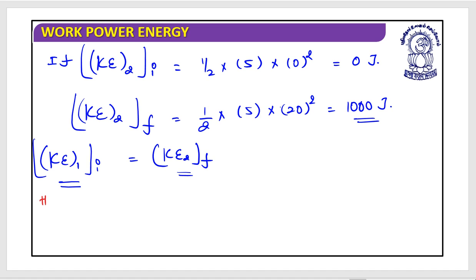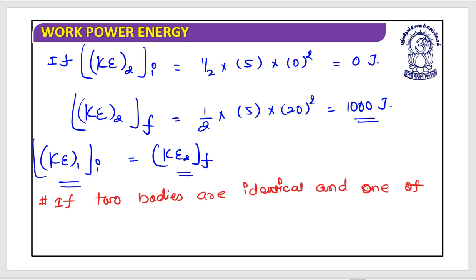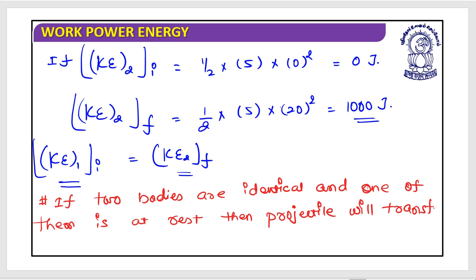So please do remember, if two bodies are identical and one of them is at rest, then the projectile will transfer 100 percentage of its kinetic energy to the target.